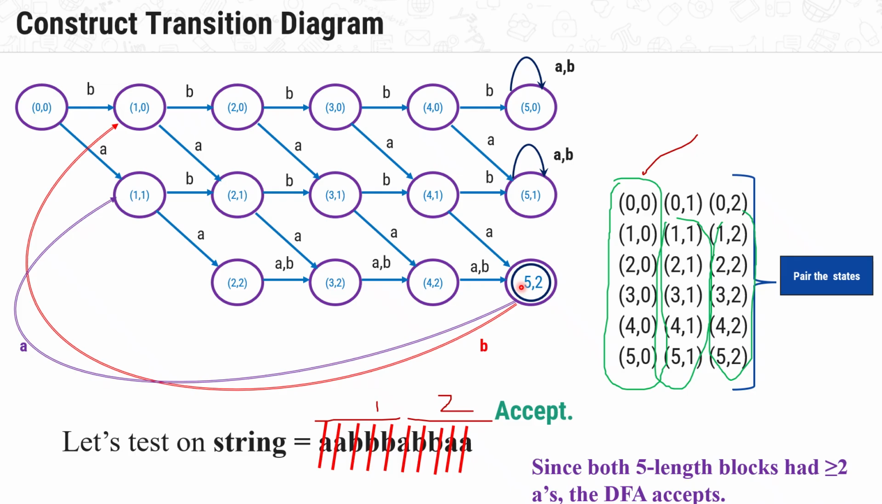With this, I hope you understand this concept thoroughly. We tested this string for acceptance. You can try some more strings; you can take any other string and test it. That's it. You have just solved a high-level DFA problem.